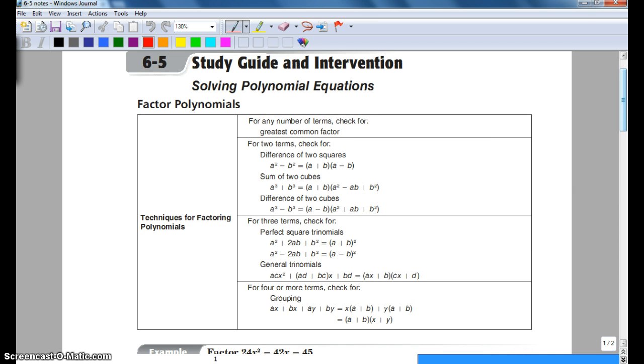First, for two terms, you check for the difference of two squares. In other words, a squared minus b squared will be equal to a plus b times a minus b. The sum of two cubes, a cubed plus b cubed, equals a plus b times the quantity a squared minus ab plus b squared. And then the difference of two cubes, a cubed minus b cubed, which is equal to a minus b times a squared plus ab plus b squared.